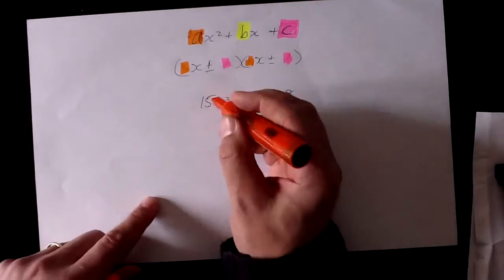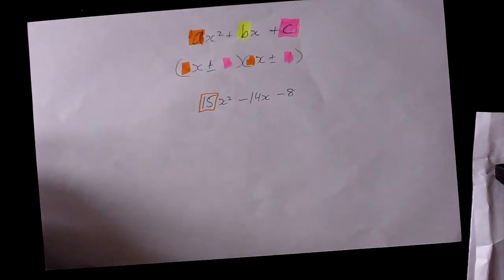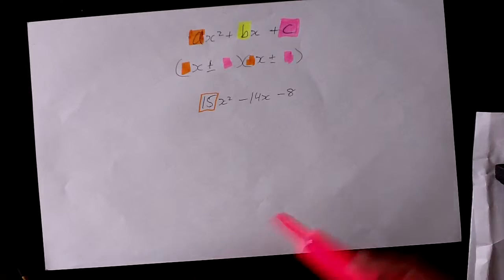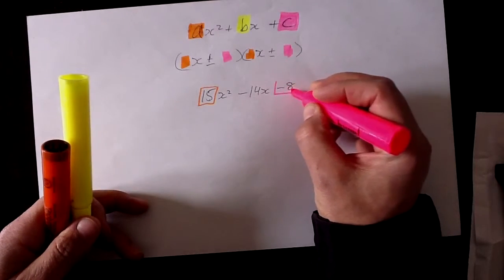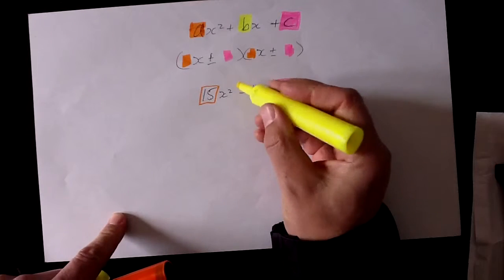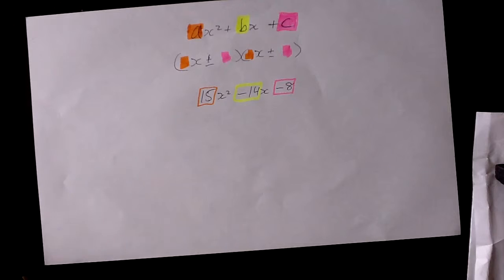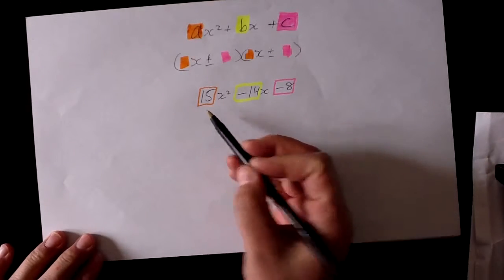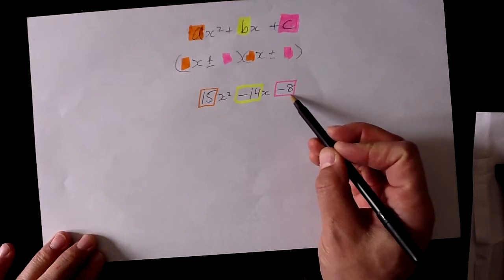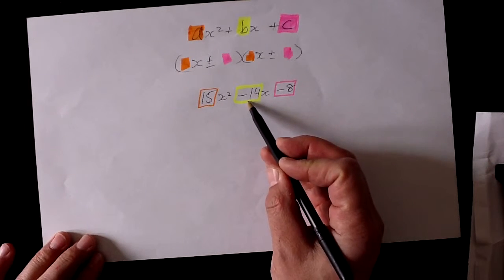We recognize that 15 is our orange, and 8, or negative 8 I should say, is our pink. And let's just highlight the negative 14 here as our yellow. And the key here is that we have to look at the factors of 15 and the factors of negative 8 and see which ones will combine to result in negative 14.